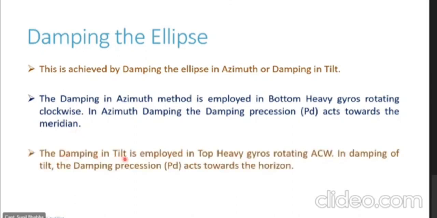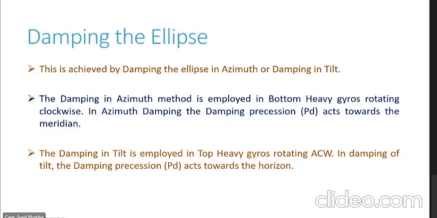Now, the damping in tilt is the method used in top heavy gyros, which are the ones rotating in the anti-clockwise direction when viewed from the south end. In this damping, the damping precession, the additional force which we have introduced when we dampen the ellipse, PD, acts towards the horizon. It basically means that whenever the spin axis goes above the horizon, the damping precession tries to push it downwards back to the horizon. And whenever the spin axis goes below the horizon, it tries to push the spin axis upwards towards the horizon.